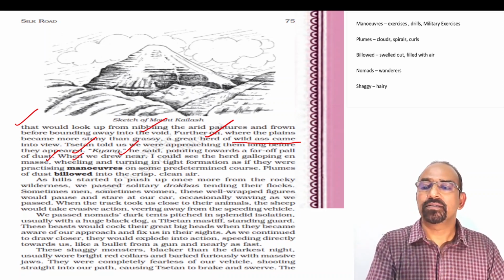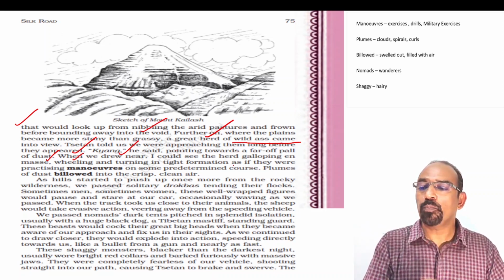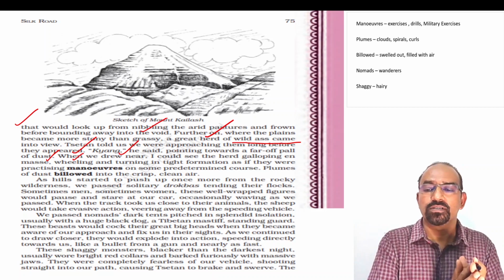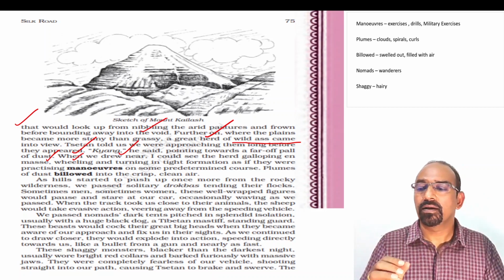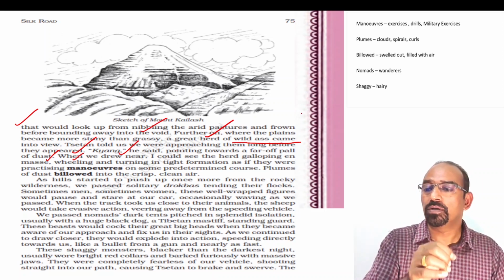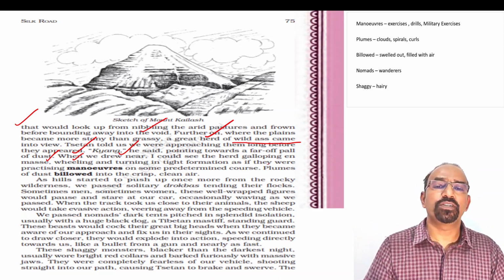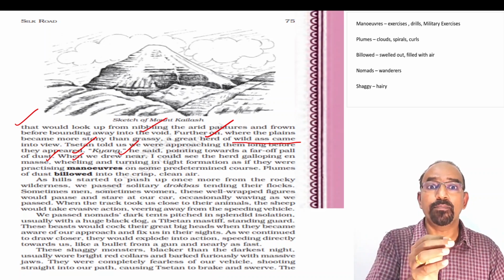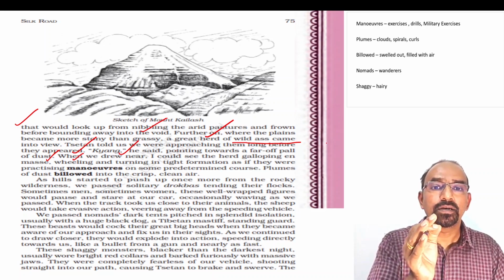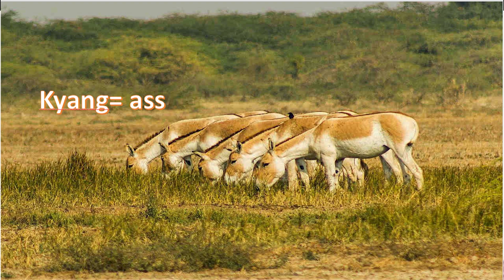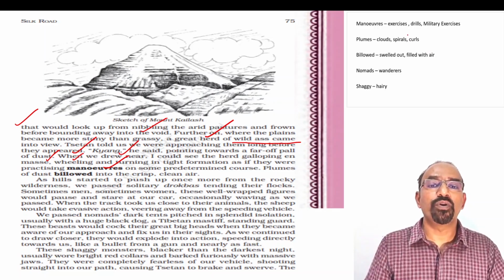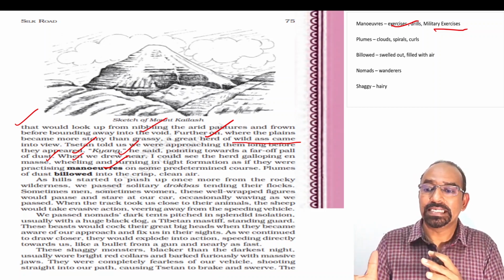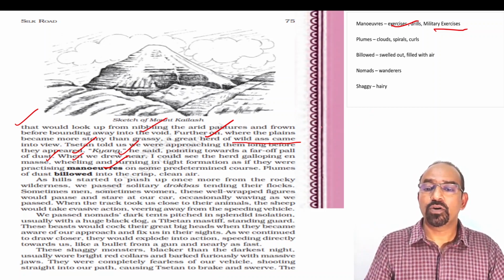When we drew near, I could see the herd galloping en masse. When they reached near the herd of wild ass, they made a gallop, they made a run en masse, in a group, wheeling and turning in tight formation. They were all wheeling and turning in tight formation like a military group, as if they were practicing maneuvers. Maneuvers here means drills or exercise, military exercise, as they do in the military. They turn on some predetermined course.